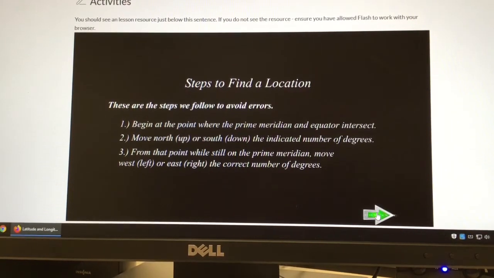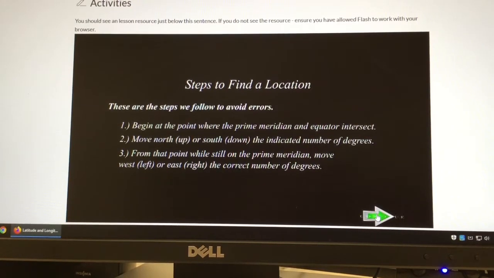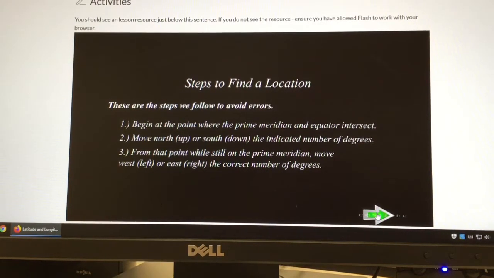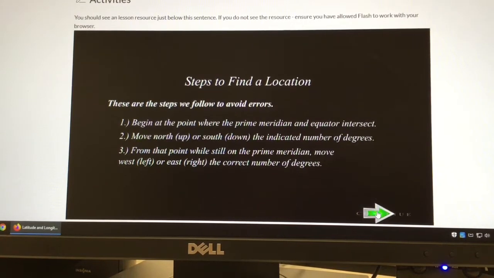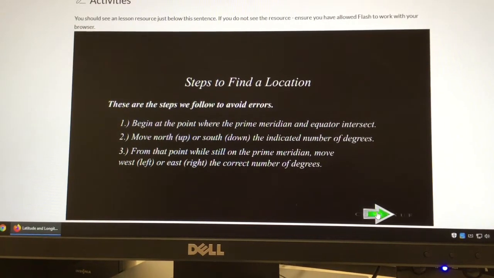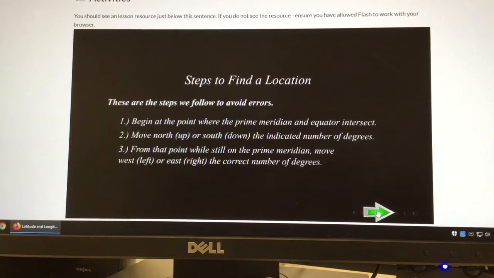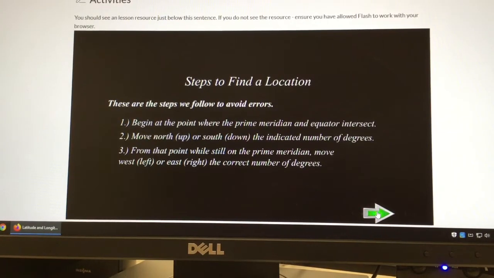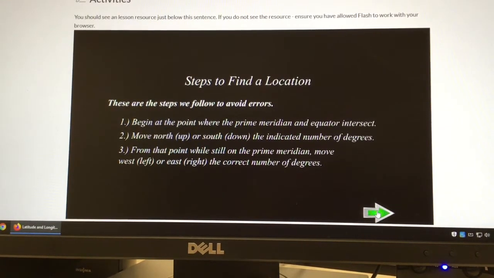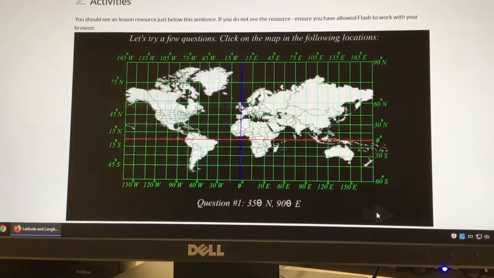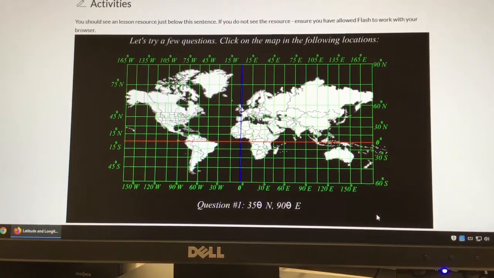1. Begin at the point where the prime meridian and equator intersect. 2. Move north up or south down the indicated number of degrees. 3. From that point, while still on the prime meridian, move west left or east right the correct number of degrees. Let's try a few questions. Click on the map in the following locations.